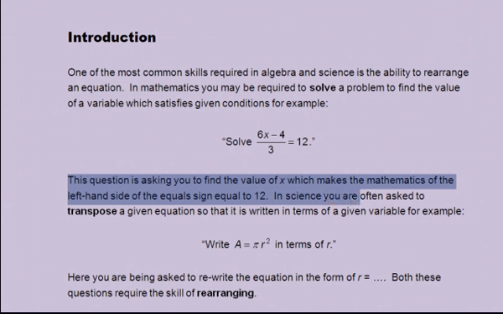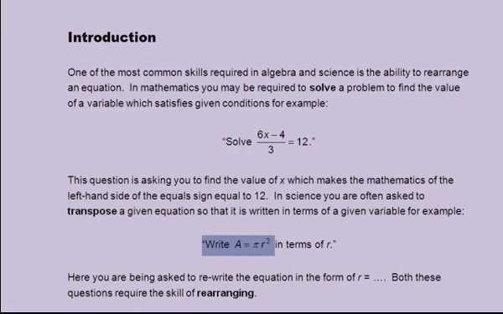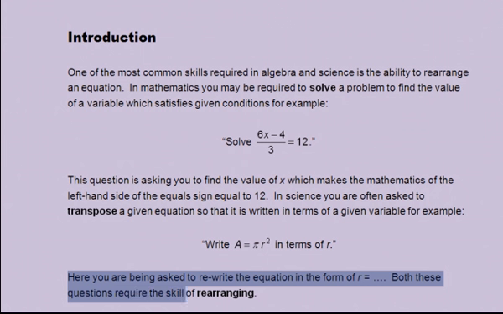In science, you are often asked to transpose a given equation so that it is written in terms of a given variable. For example, write A equals pi r squared in terms of r. Here you are being asked to rewrite the equation in the form of r equals some mathematics. Both these questions require the skill of rearranging.